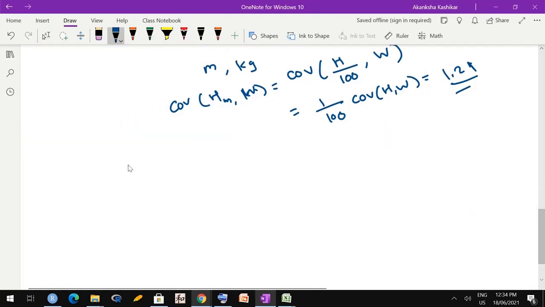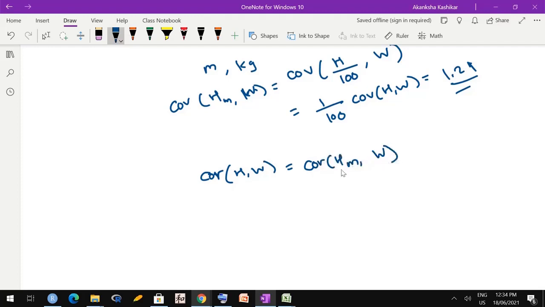Hence we go for correlation, because correlation is a scaled statistic. So when I compute correlation, again I am talking about sample correlation as of now, whether I compute it with the original height or with height in meters, I will get exactly the same value, and the value will always be between -1 and +1.